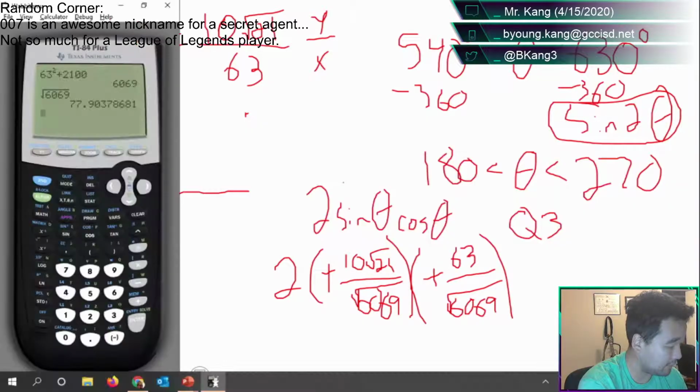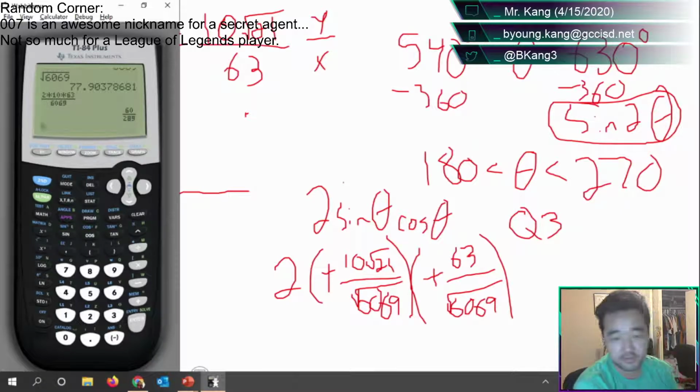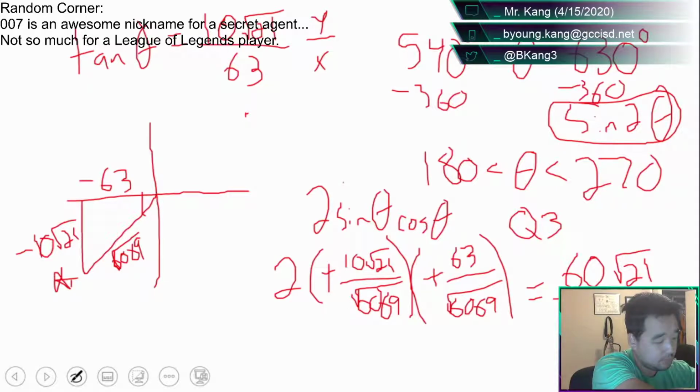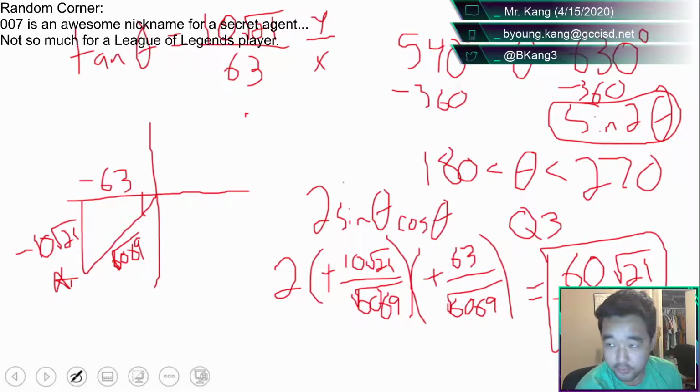So let's use our calculator to reduce that fraction. So we've got 2 times 10 times 63. On the bottom we just have 6069. Yeah, so that matches the answer key. We had the right number, we just needed to actually write it out. So the answer is 60 times square root of 21 over 289. Annoyingly large numbers, but our calculator does all the work for us.